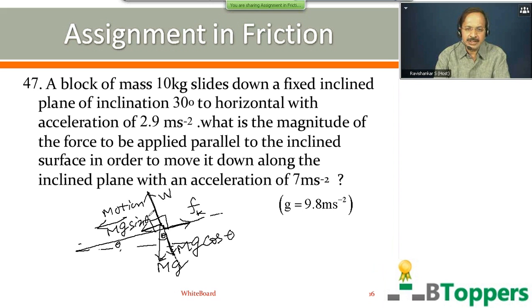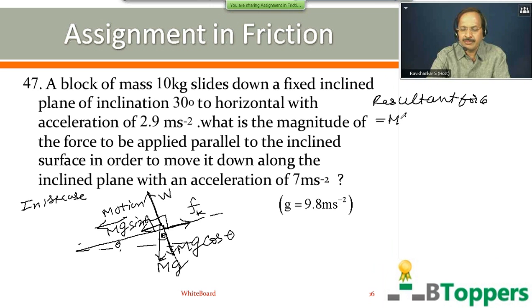The block has no motion in the direction perpendicular to the inclined surface. Therefore, magnitude of the resultant force on the block down the inclined plane, parallel to the inclined surface, can be written as mg sin theta minus fk. fk represents magnitude of kinetic friction on the block. From Newton's second law, magnitude of this resultant force on the block is equal to product of its mass and acceleration.